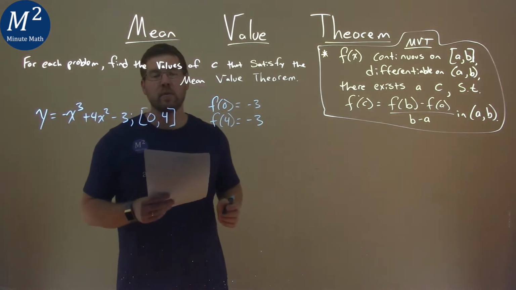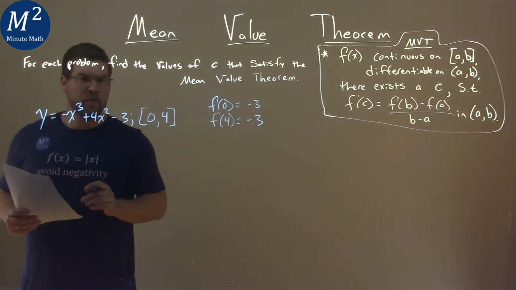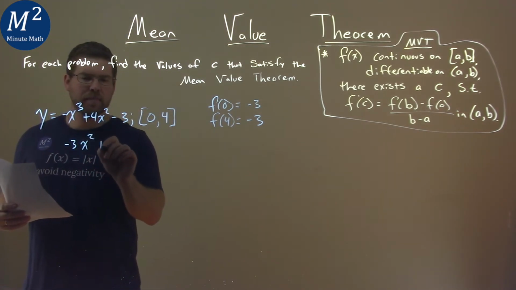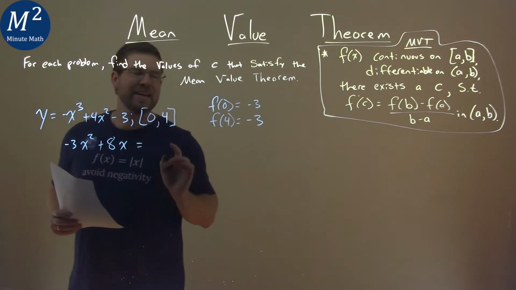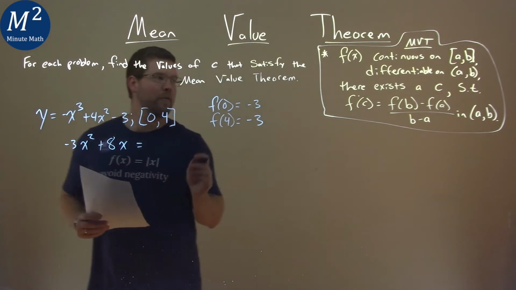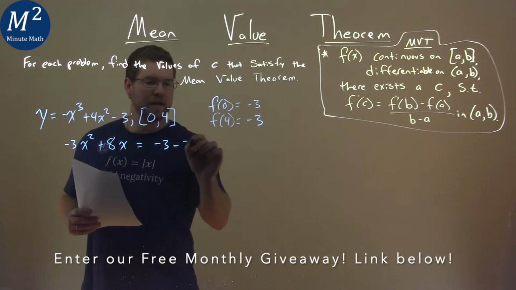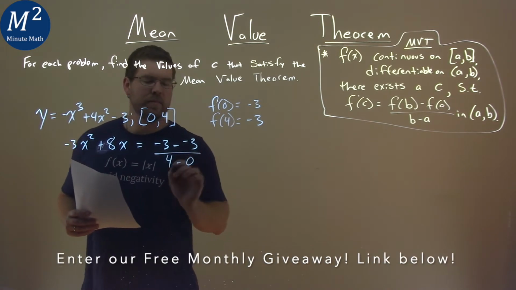negative 3. Now the mean value theorem also tells us we need to take the derivative of our function here. Power rule comes down, we have minus 3x squared, plus 2 times 4 is an 8x. We set that equal to, using our formula, f of b minus f of a. We found that negative 3 minus a negative 3, all over b minus a, 4 minus 0.